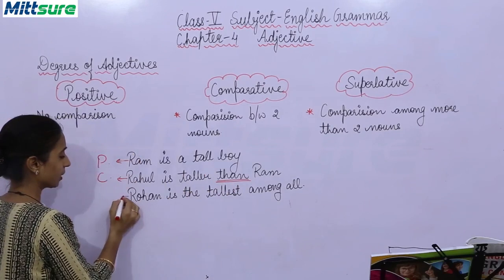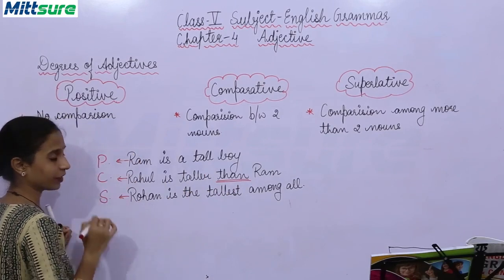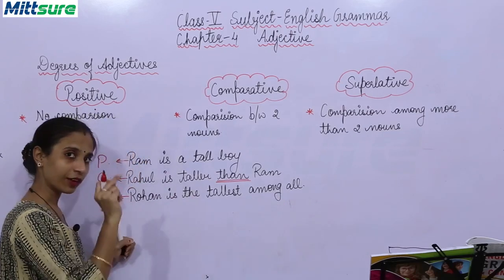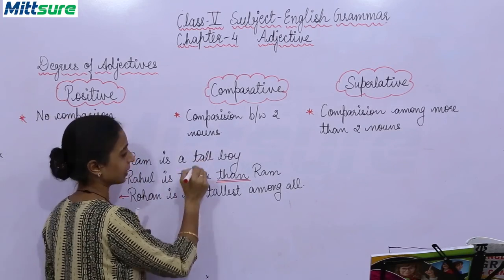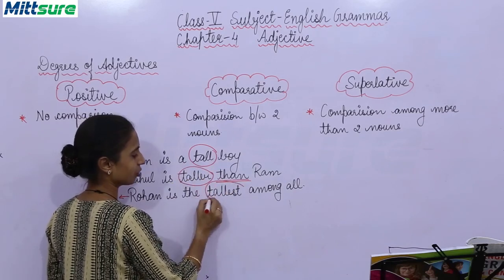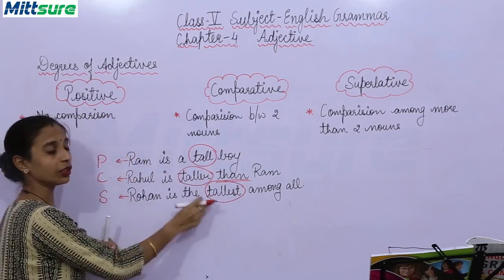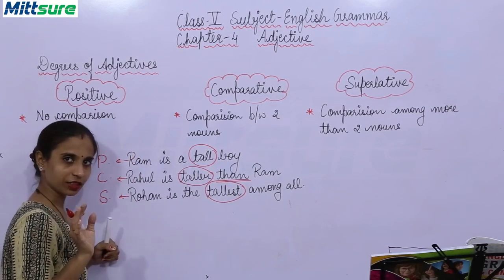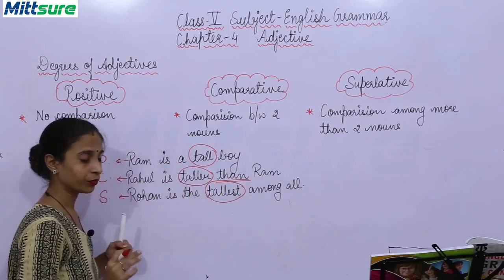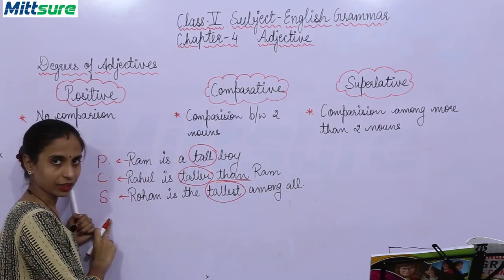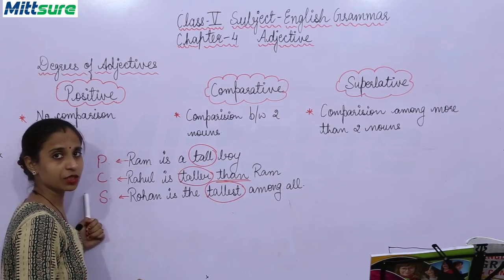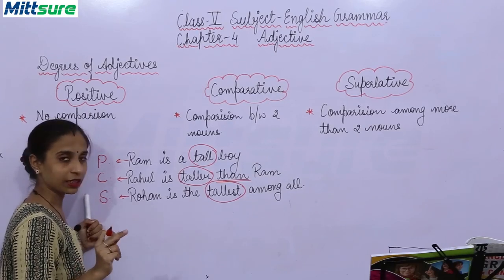Now, the third sentence is of superlative degree. Rohan is the tallest among all. Now, just find out what the adjectives in the sentences are. Tall, taller, tallest. These are the adjectives in the sentences. Rohan is the tallest among all. When we talk about superlative degree, an article is always used, and what is that article? The.